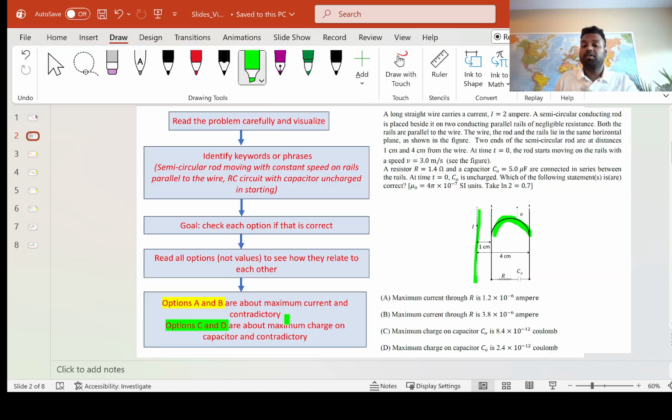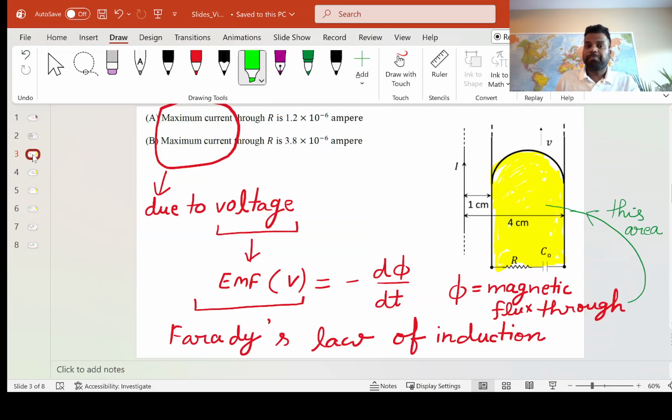Now if you look at the options A and B, they are about maximum current, so only one of them will be correct. Options C and D are about maximum charge, so only one of them will be correct. And also note that this problem has an RC circuit, so you should be mentally ready with all the formulas that you should know for an RC circuit.